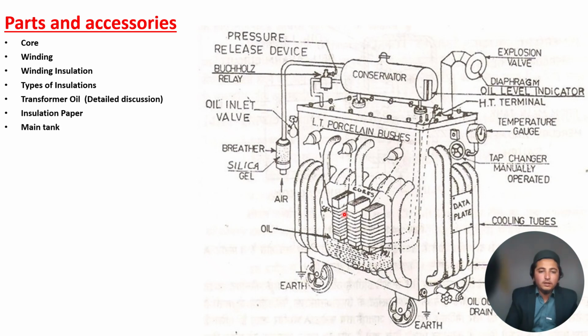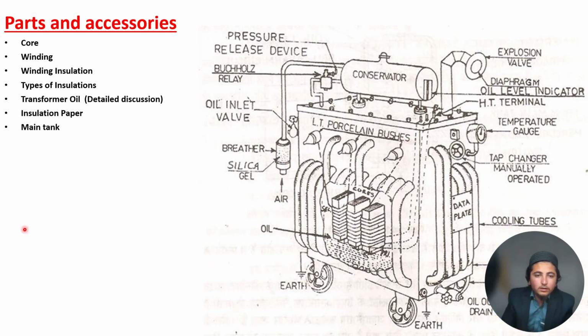The next one is the main tank. Which tank? The oil tank. This is the main tank in which the windings are immersed, or in which the windings are totally placed. So this is the total main oil tank of this transformer.